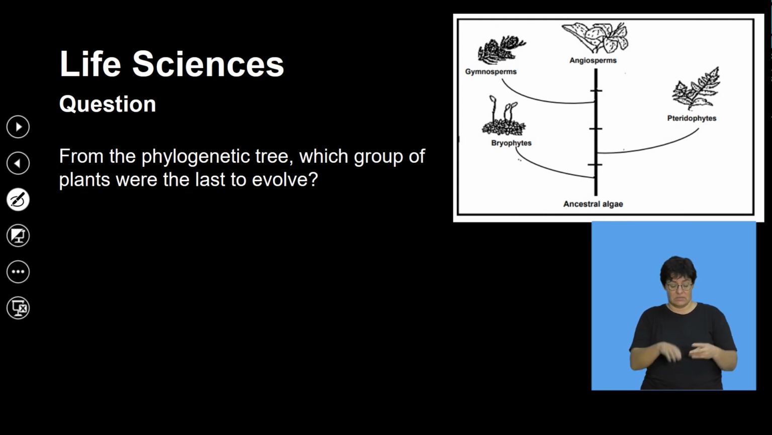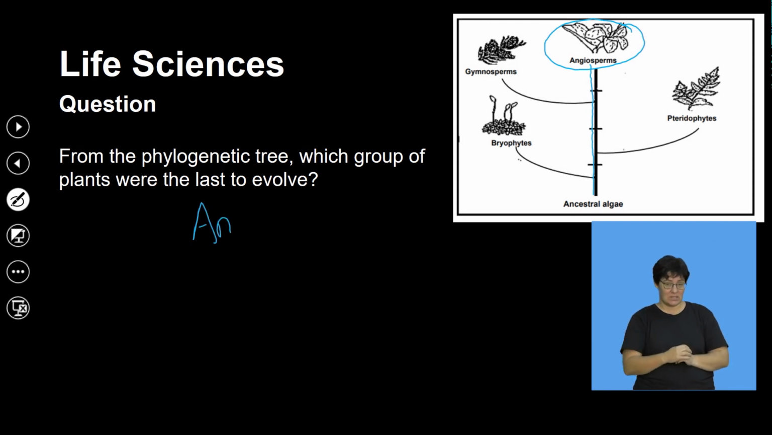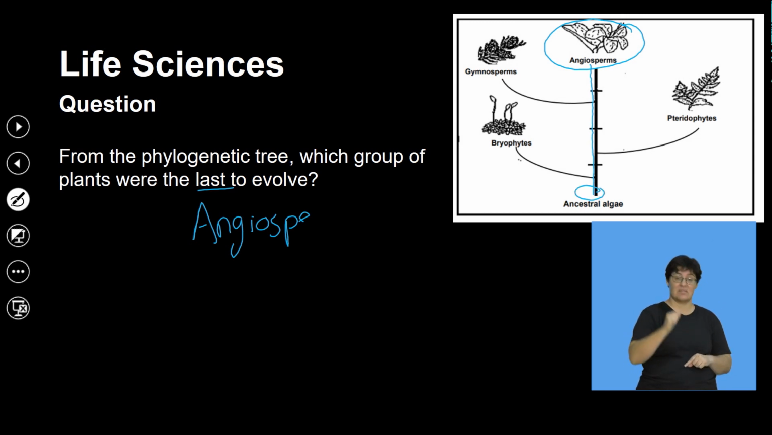The next question, from the phylogenetic tree, which group of plants were the last to evolve? That means on my time scale, which are the newest? The newest would be at the top of my line, and that is going to be my angiosperms. The last to evolve.